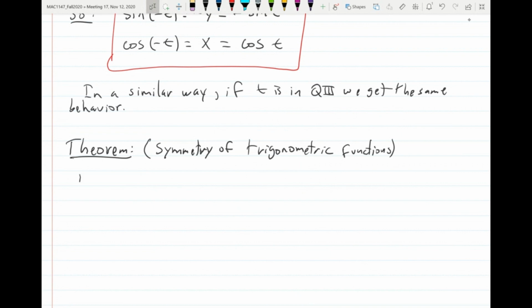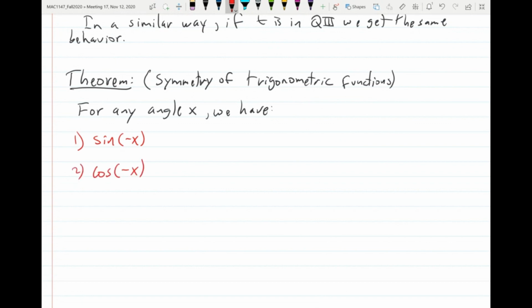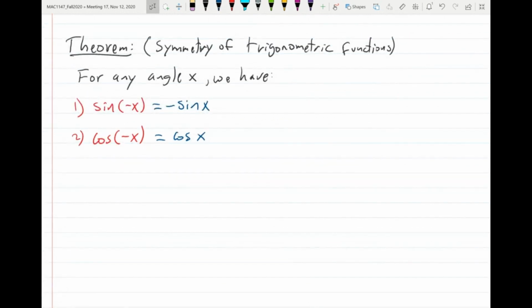So for any angle x, we have the following. Remember, we are comparing sine of negative x and cosine of negative x, and what we just saw is that sine of negative x is minus sine of x. So the sine is odd, and cosine of negative x is cosine of x. The cosine is even. This is what we just saw. But now from here, we can immediately extend this to the other 4 trigonometric functions. So let me just write down the extension.